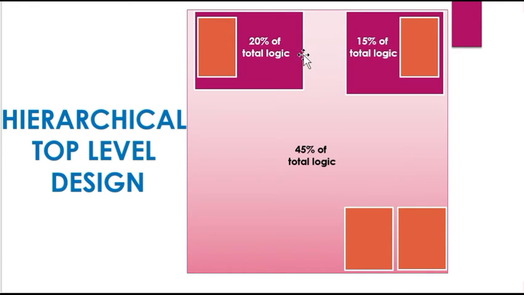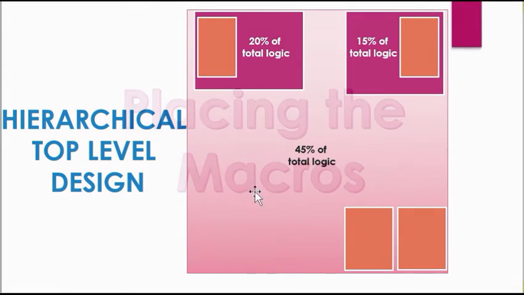So from the 80% of the logic, we are giving that 20% of logic and one macro to one subsystem here, 15% of logic and one macro to another subsystem, so that these can be handled parallelly and separately, and the other logic and two macros are here, and finally everything will be integrated together. So this kind of approach is the hierarchical approach.